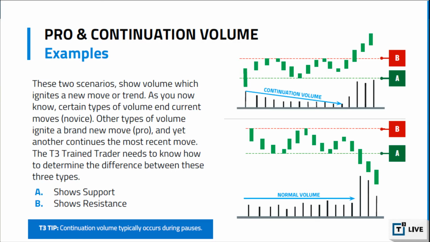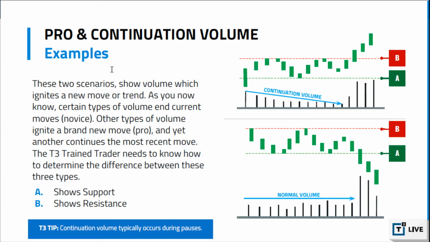Continuation volume happens when we have a base, and while the stock is basing, volume tapers off. While the stock is basing, volume actually drops, and it is indicative that selling pressure decreased, or that there's no more selling in the stock. And if it based at the highs, like in the first example at the top, that's bullish. There's no more selling. It's probably ready to go higher, right?